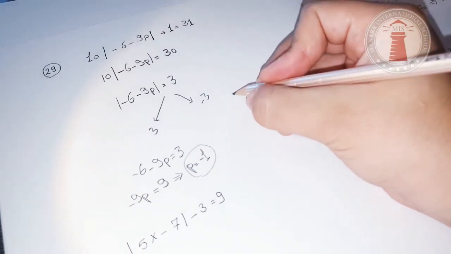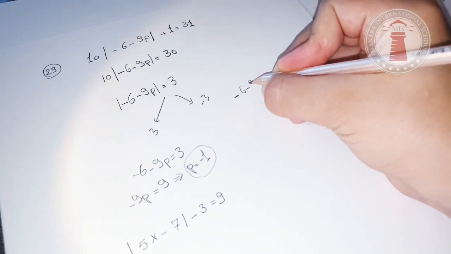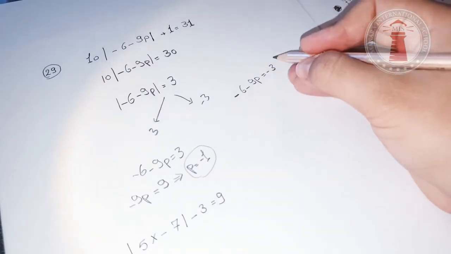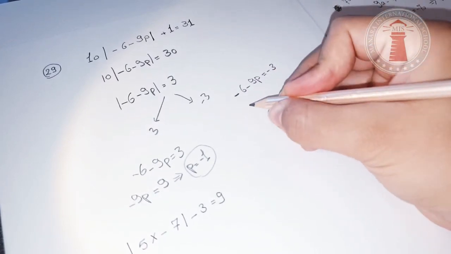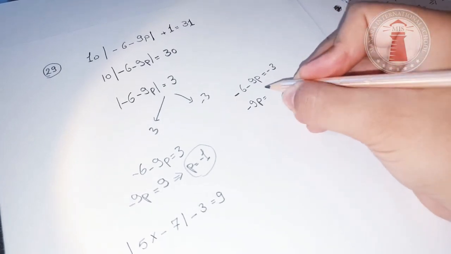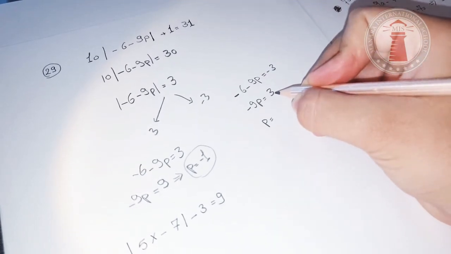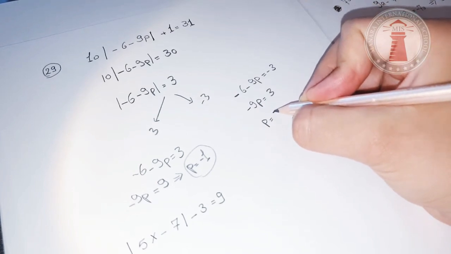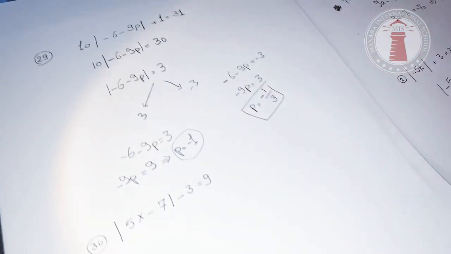The second case is negative 6 minus 9p equals negative 3. So in this case, when we're moving the 6 into the other side, it's not adding, it becomes subtracting 3. So it becomes negative 9p equals minus 3 plus 6, which is 3. So here, p is equal to 3 over the negative 9, which gives us negative 1 over 3. This is the second answer.